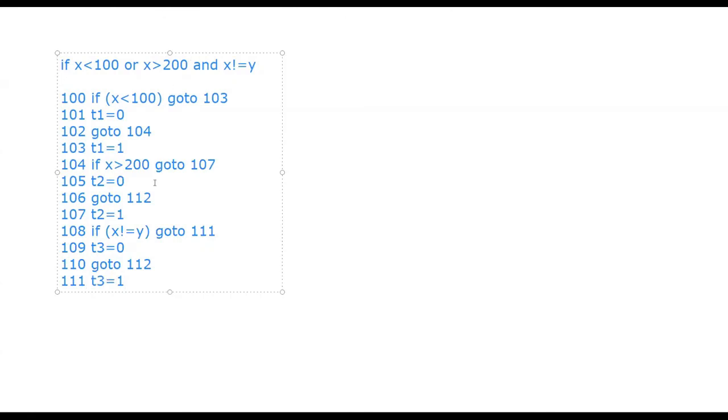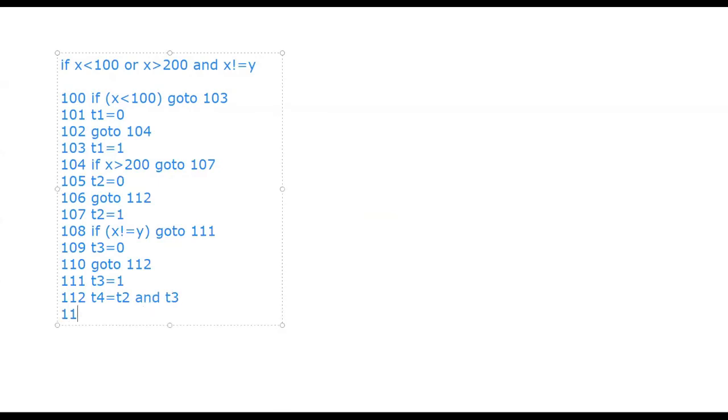Fine. If x is not equals to y, go to 111. That is T3 is equal to 1. If x is not equals to y is false, then T3 is equal to 0 and go to 112. What I have written at 112: T4 equals to T2 and T3. T2 is the first and condition, x is greater than 200.